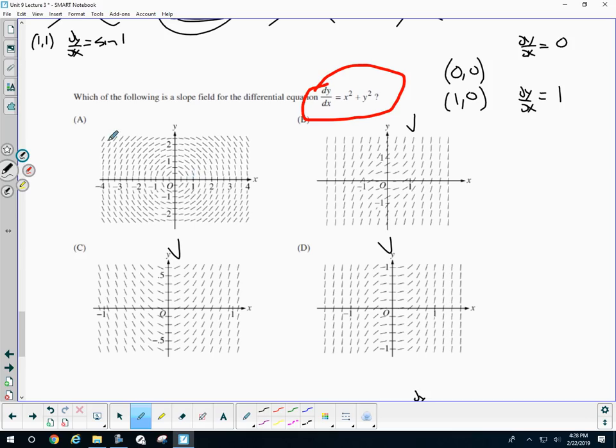Okay, 1, 0 slopes 1. Nope, that's gone. 1, 0 slopes 1. Looks like it. That's a little steep, but we'll see. 1, 0 slopes 1. Looks a little steep as well. It looks like B could be my correct answer.